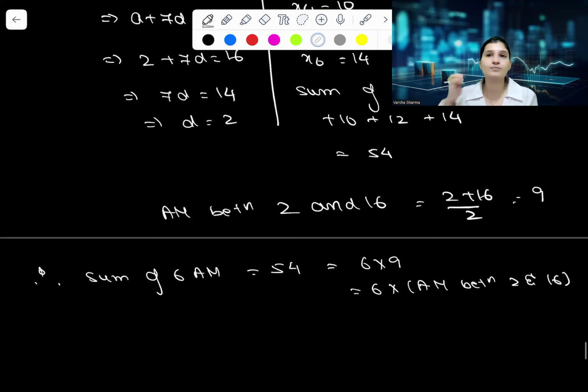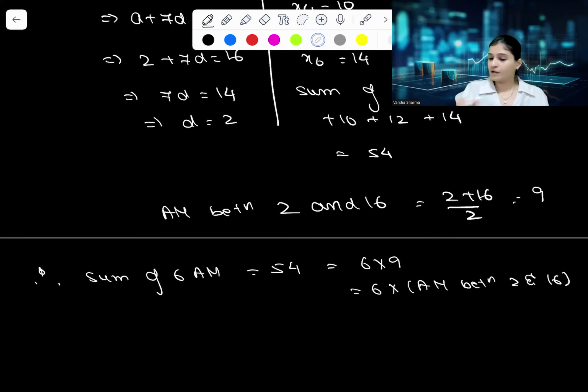This is what they asked us to prove: that the sum of the 6 arithmetic means will be 6 times the arithmetic mean between 2 and 16, if I find only one arithmetic mean. Any doubt?